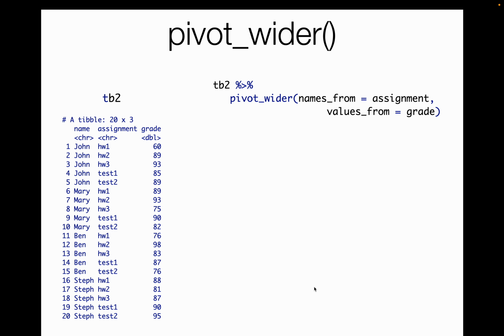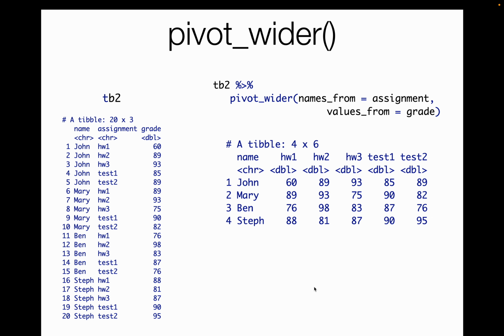Now, I have that data set, we'll call it TB2, that I just made using pivot longer, and I want to go backwards. So you say, where do I want the names of the columns to come from? I want them to be from assignment. And where do I want the values to come from? I want them to come from grade. And I get back what I started with. So pivot wider and pivot longer are going to pivot. I use longer much more commonly than wider.